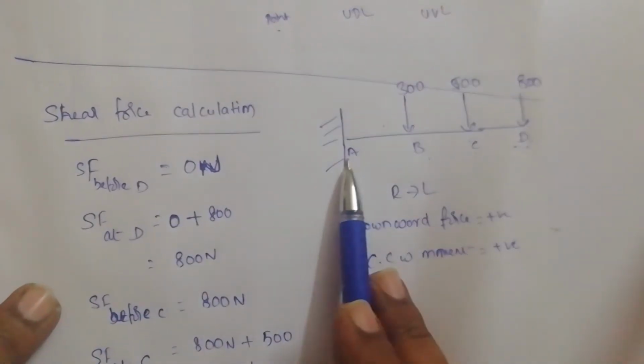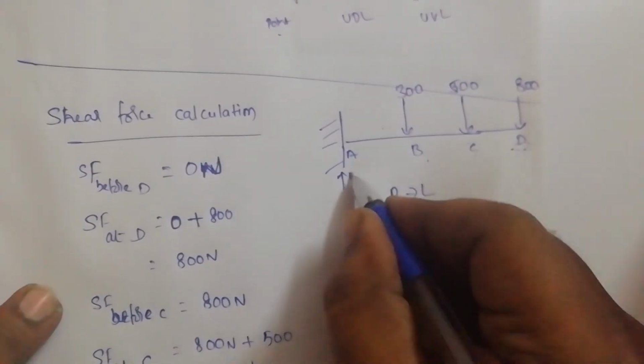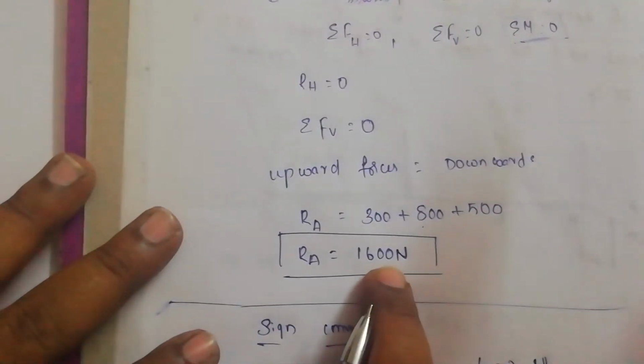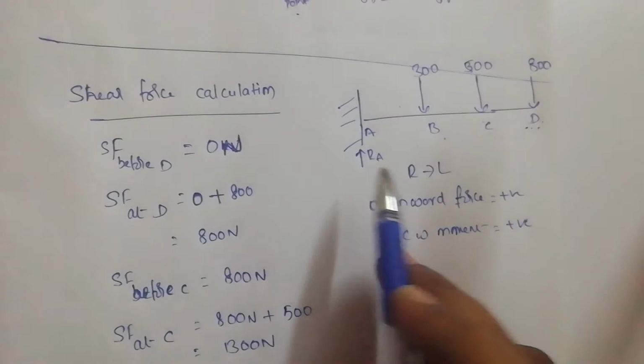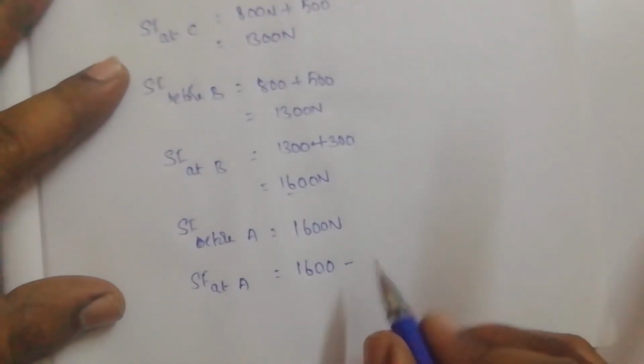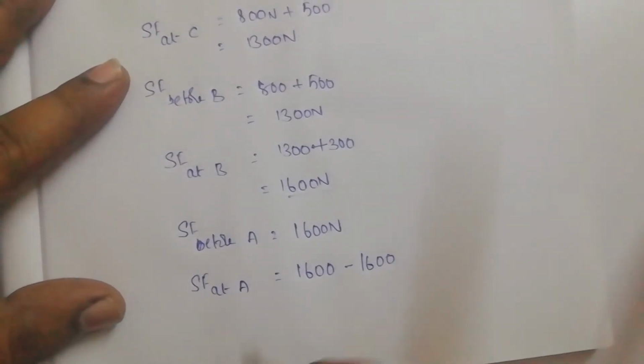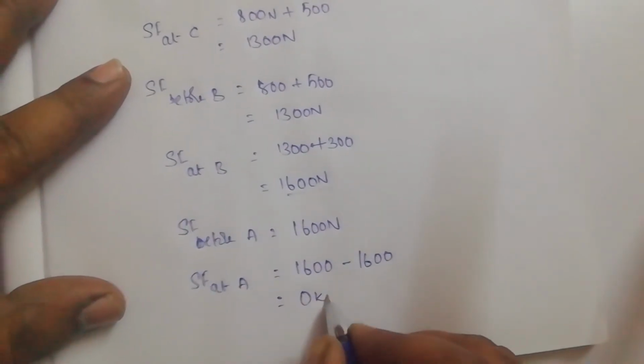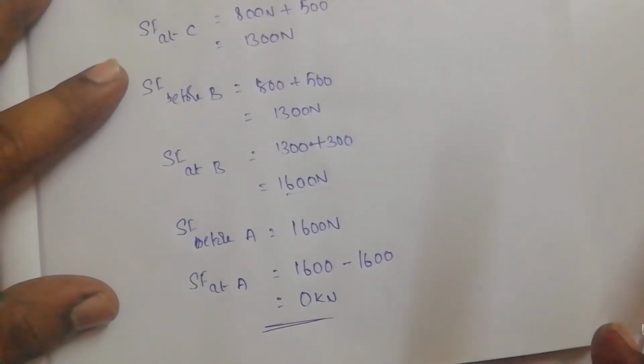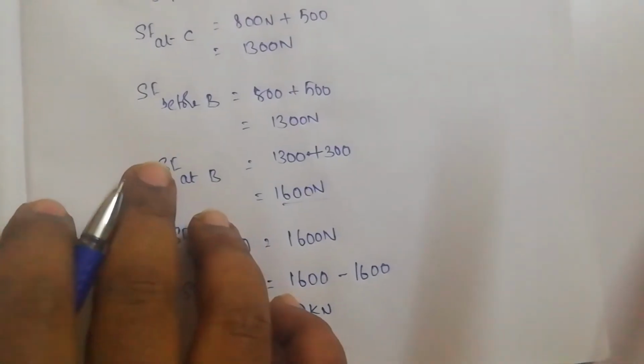Next is shear force at A. When I say at point A, we already have the reaction at A, which acts in the upward direction, and whose value we found to be 1600 itself. Since this load is acting upward, upward means negative, so 1600 minus 1600, and the value is 0 kilonewtons. So we are done with the shear force calculation.